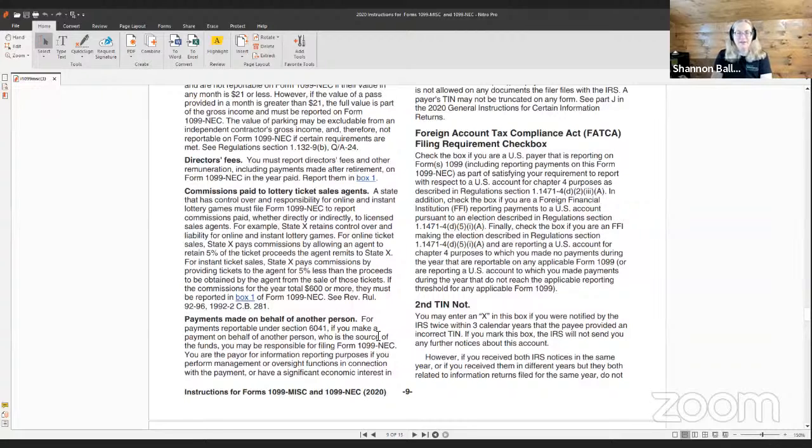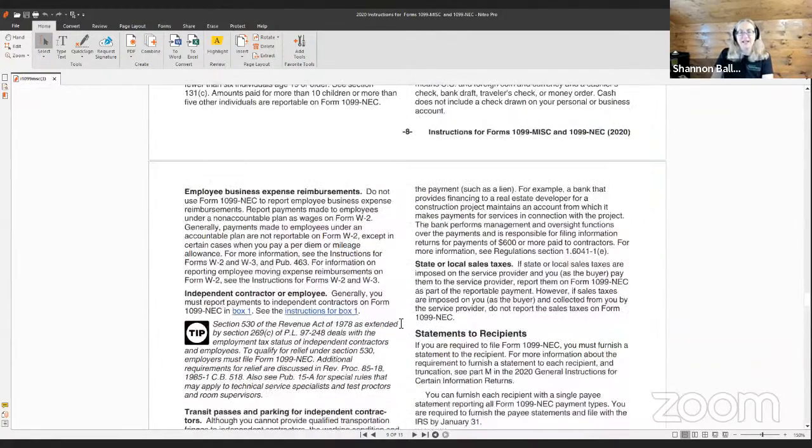Payments made on behalf of another person. For payments reportable under section 6041, if you make a payment on behalf of another person who is the source of the funds, you may be responsible for filing Form 1099 NEC. You are the payer for information reporting purposes if you perform management or oversight functions in connection with the payment or have a significant economic interest in the payment, such as a lien.